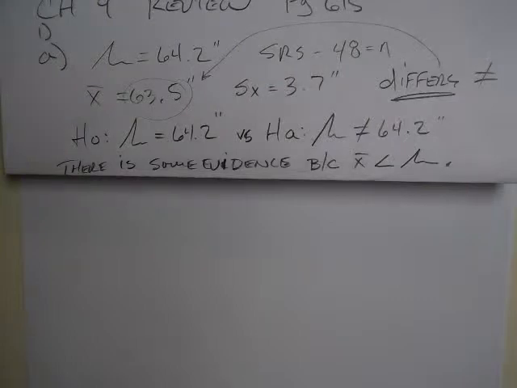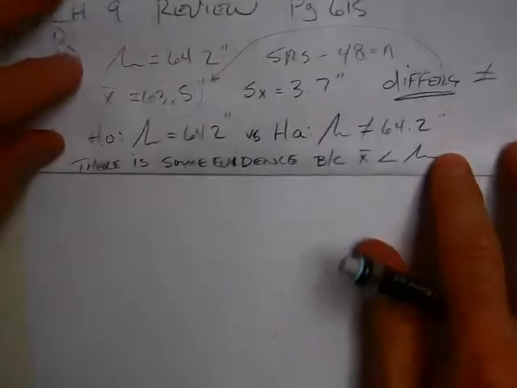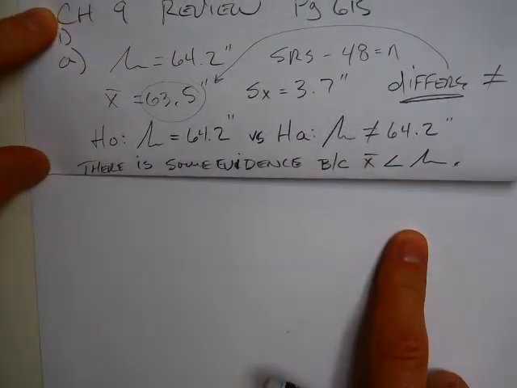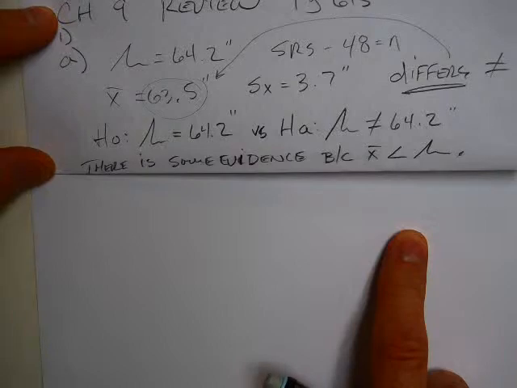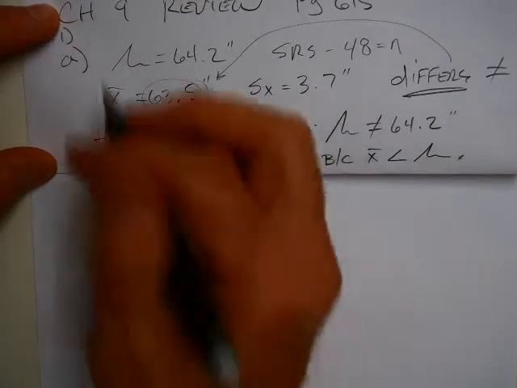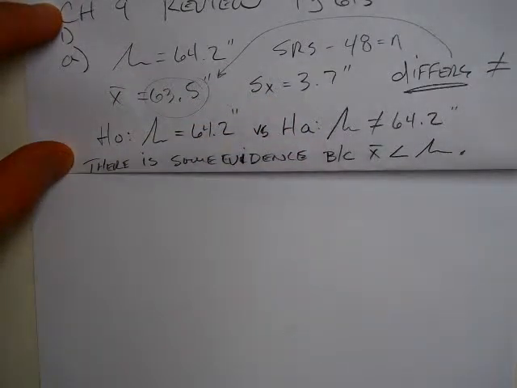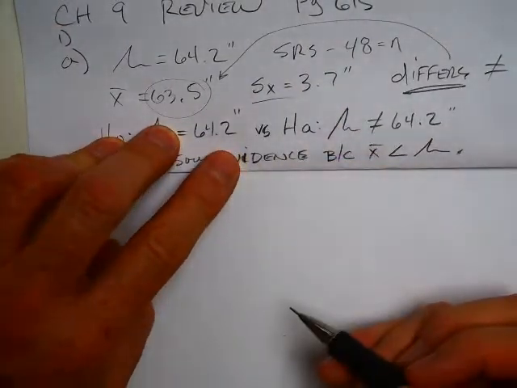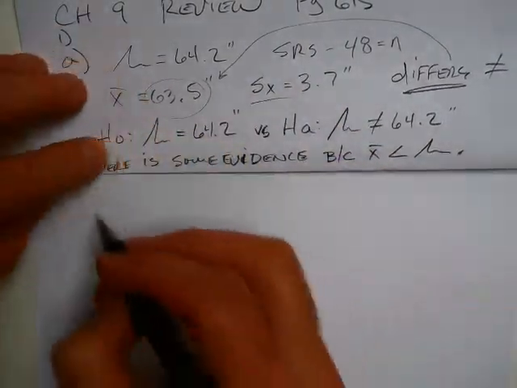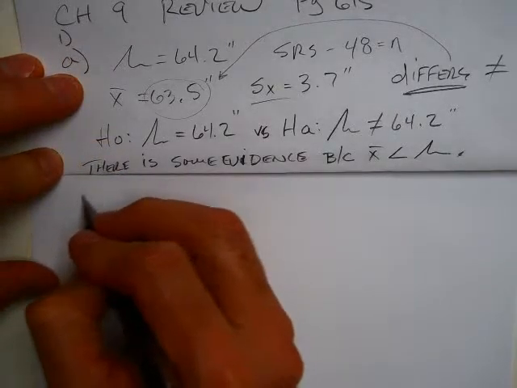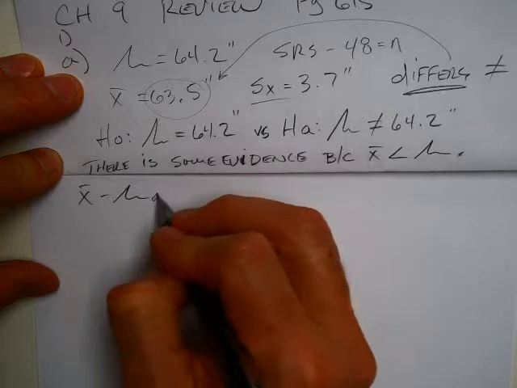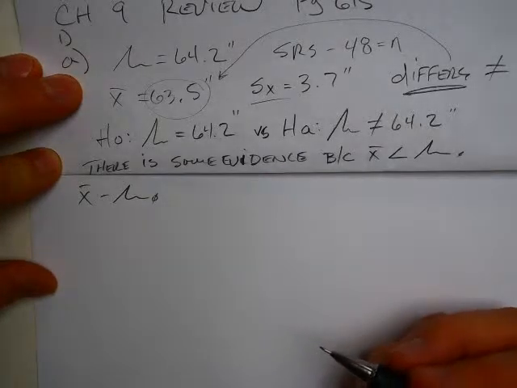Problem number 3, we need our calculations and our conclusion. So what I've done is I've kind of kept my data here for the calculations. So this is from 1. Since we have Sx, that's going to be a t distribution. So we're going to go x bar minus mu, or mu sub naught, that's the null hypothesis value.